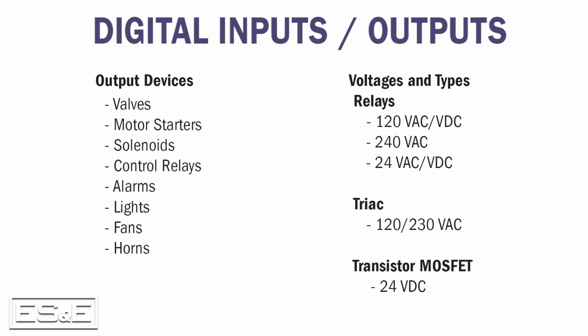Relay outputs contain a physical set of contacts that open and close with the PLC. Relay outputs can handle output devices that draw more current compared to, say, a triac or a transistor output. Relays can also handle both 120 volt AC and 24 volt DC. Triac and transistor outputs are typically used to cycle an output device on and off more frequently.